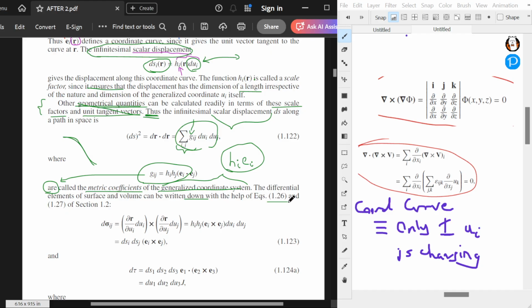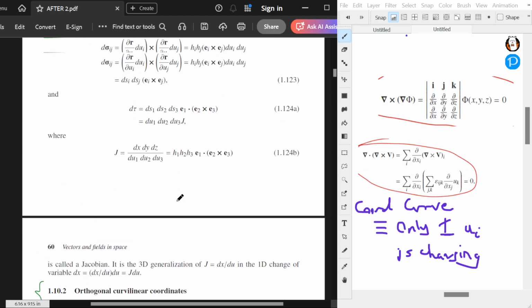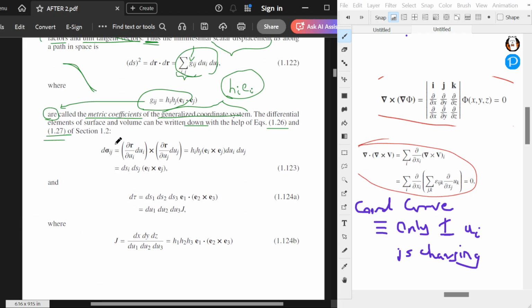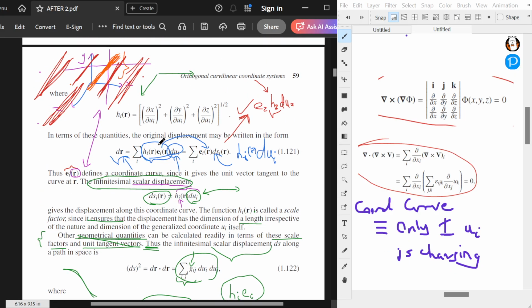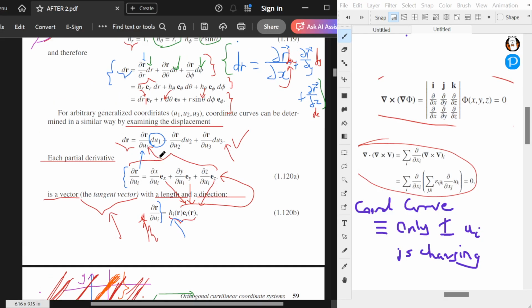Okay. I might need to scroll up to get that. Okay. The differential area element equals the cross of, hmm, what is this? Del R, del UI, DUI. Del R, del UI, DUI. That's this.